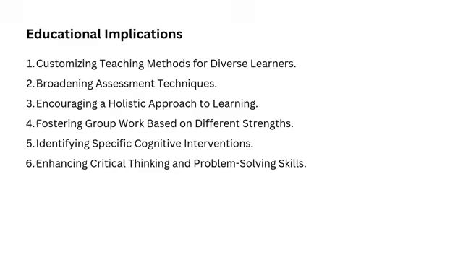Thurstone's theory suggests that group work can be more effective if students with different intellectual strengths collaborate. For example, in a project team, a student with strong deductive reasoning might outline the general framework, while someone with strong perceptual abilities works on the visual design, making the most of each student's specific abilities. Point number 5, identifying specific cognitive interventions.